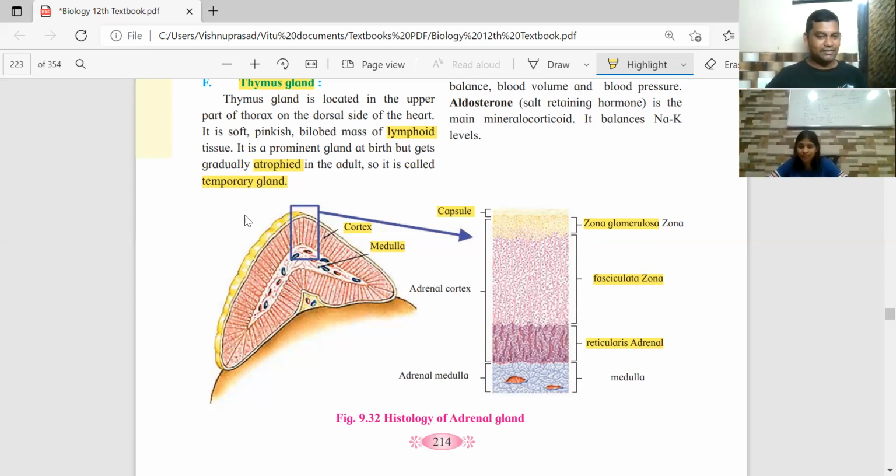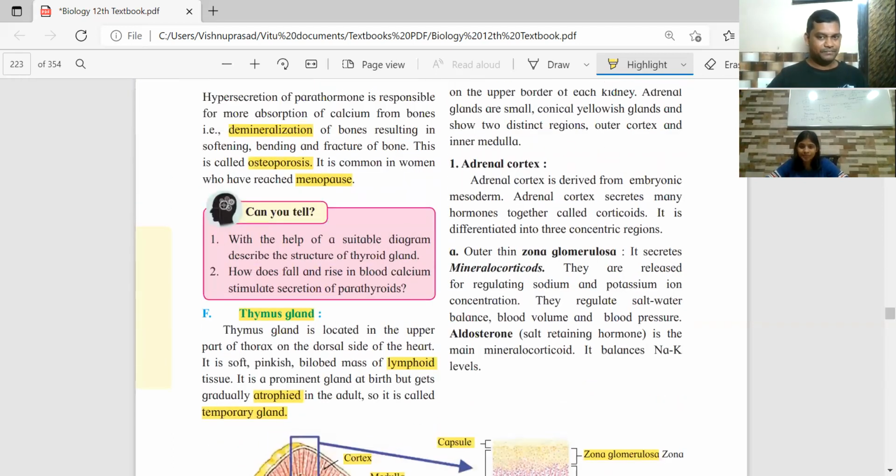So there are three such zones in the tissue you can see. Is it clear? Adrenal cortex. What hormones are produced from the entire cortex portion? They are called corticoids. Corticoids are the group of hormones produced together from the adrenal cortex. Many hormones are produced.